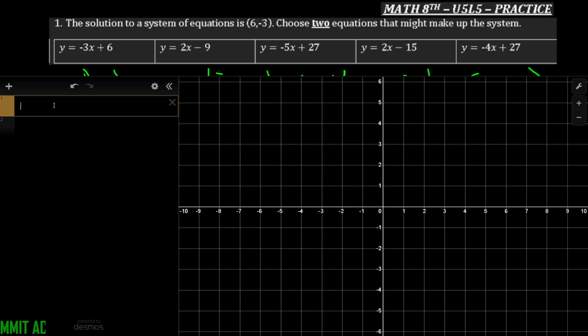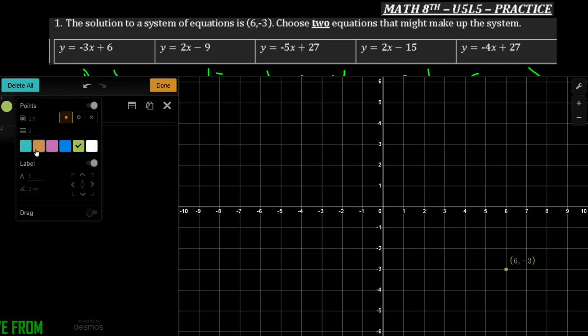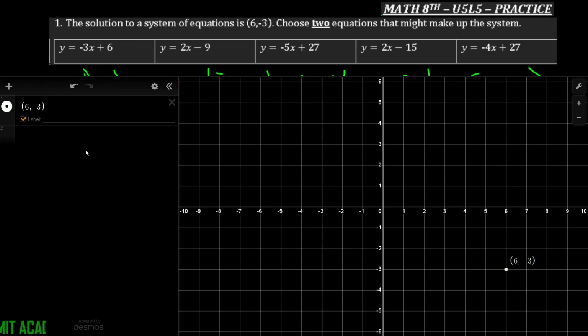Let's type in the point that we're looking for. So we're plotting the point (6, -3), which is right there. If it'll let me graph it, there you go. Let me make that a little bit more obvious. We're saying, okay, this is the point that we have to go through. So we're trying to figure out which of these equations works out.